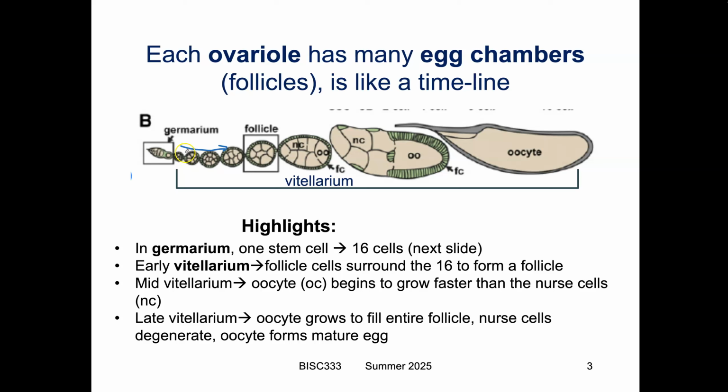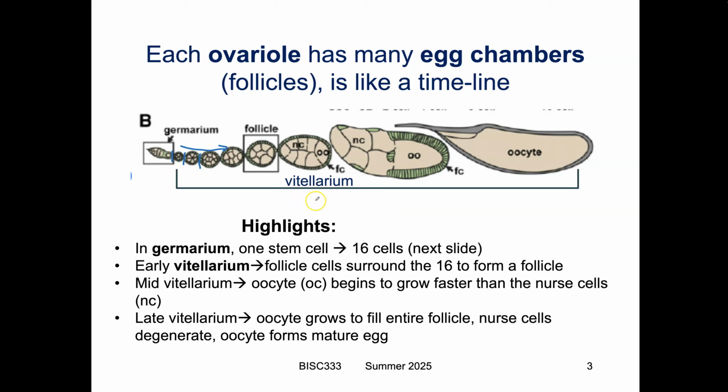But they pinch off individual follicles or egg chambers, and in each of these you have inside 16 cells. One is the oocyte and 15 are nurse cells. And then a set of follicle cells on the outside. There's some rearrangements and changes that we'll talk about.